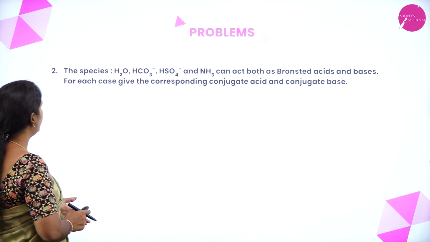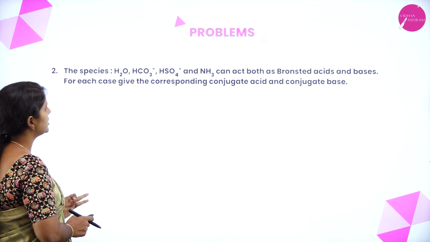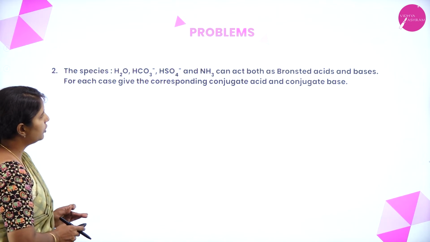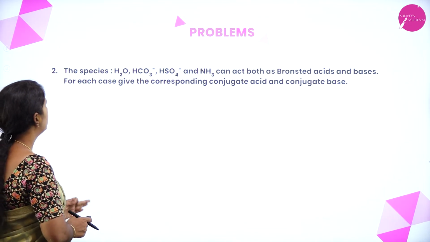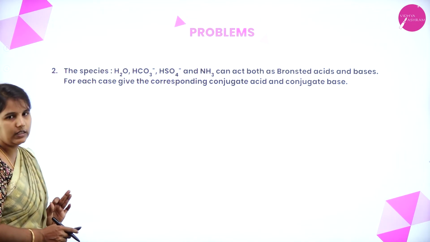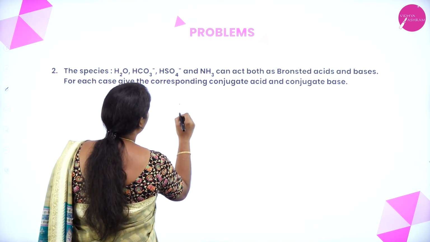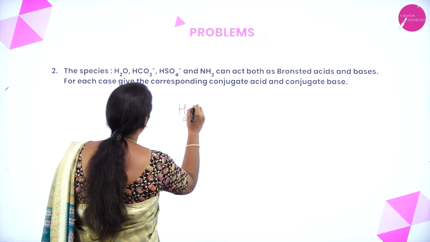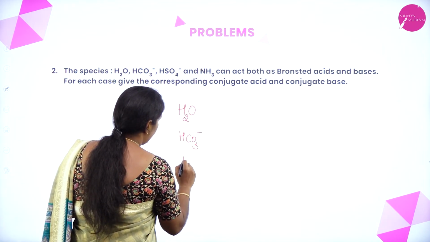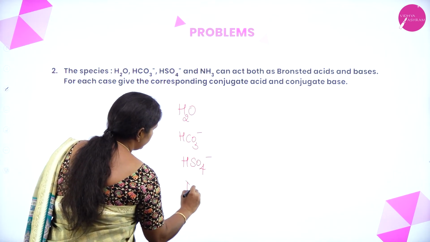We have one more numerical. The species such as the water molecule, HCO3 minus, HSO4 minus and ammonia can act like both Bronsted acid and base. For each case, give the corresponding conjugate acid and conjugate base. So first I'll write the compounds: H2O, HCO3 minus, HSO4 minus and ammonia.